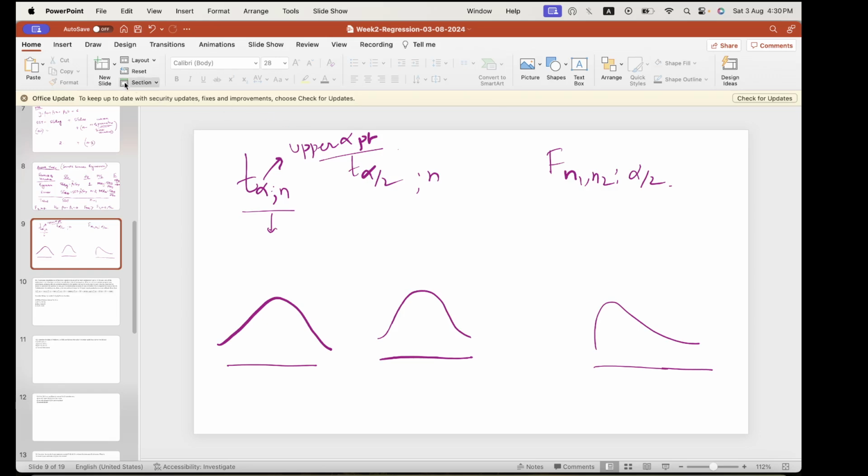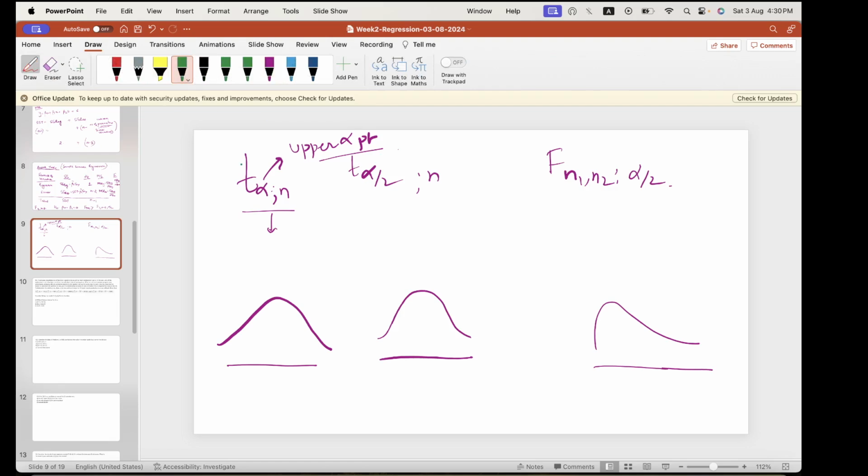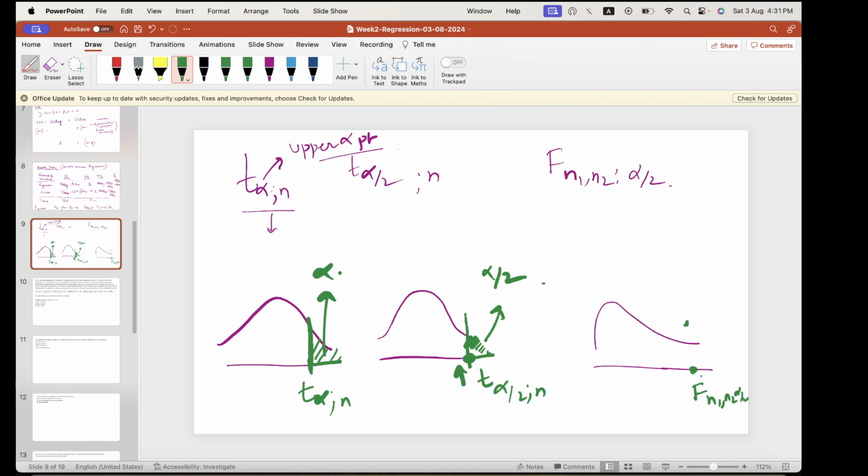What do I mean by an upper alpha point? It means that this point, somewhere here, maybe this is T alpha, n, is such that the area above this point is alpha. Similarly, maybe this point over here is T alpha by 2, n, which means that the area above this point is alpha by 2. For the F distribution also, F n1, n2, alpha by 2 means maybe this is the point such that the area above this point is alpha by 2.